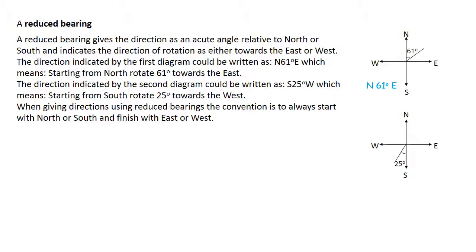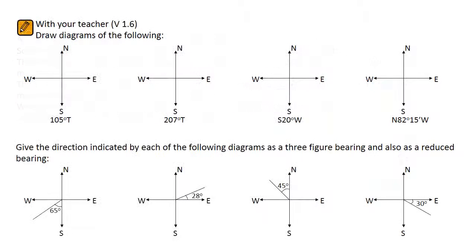The direction indicated by the second diagram could be written as south 25 degrees west, which means starting from south, rotate 25 degrees towards the west. When giving directions using reduced bearings, the convention is always to start with north or south and always finish with either east or west. In these examples, we have to draw diagrams for the following.